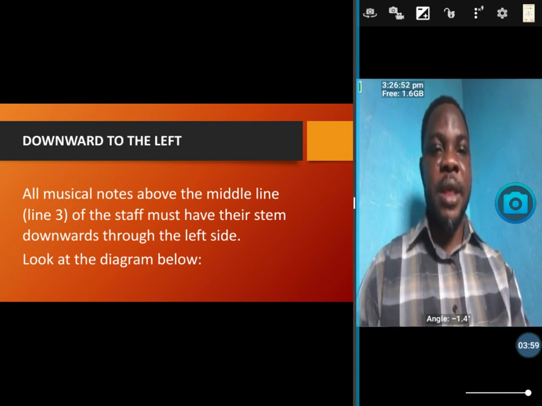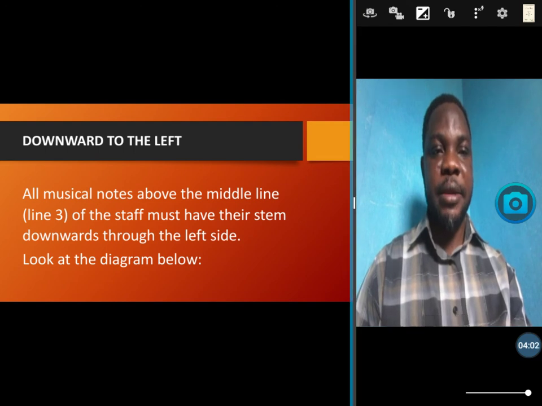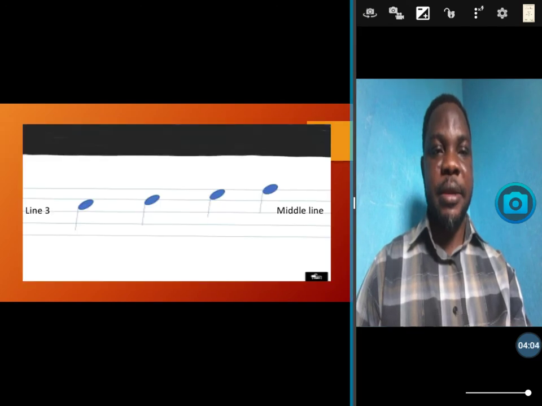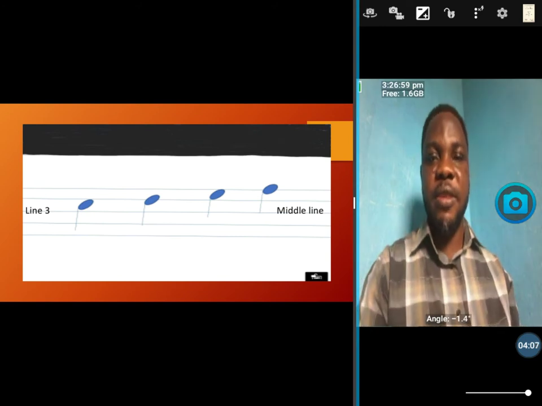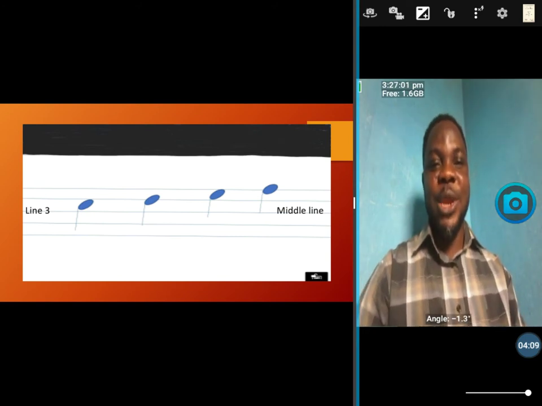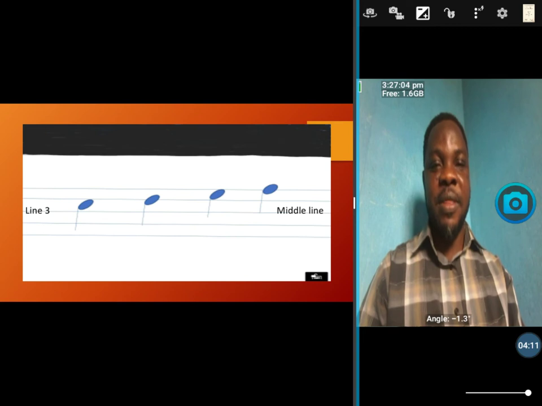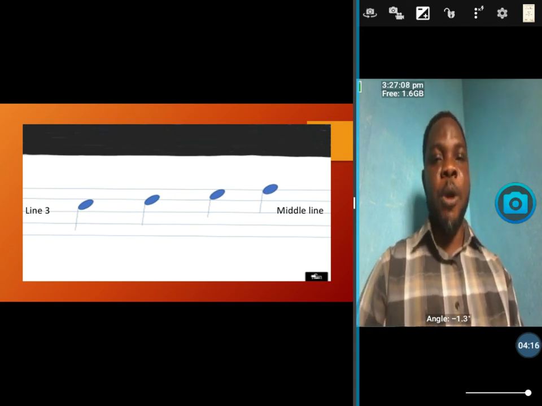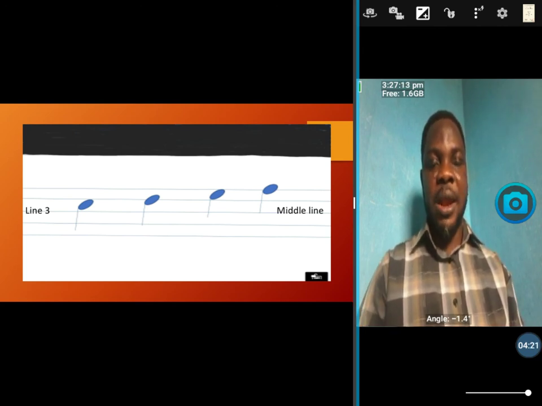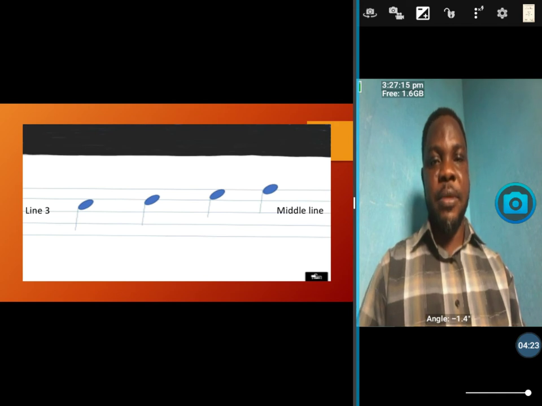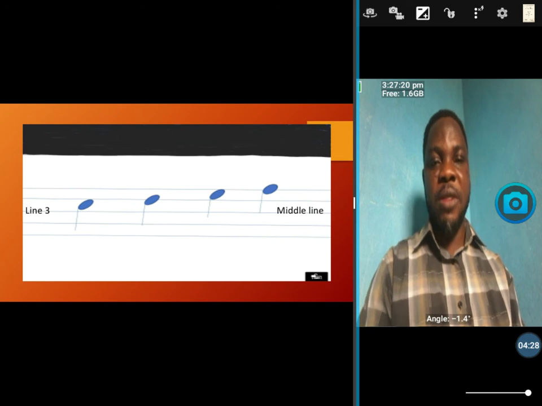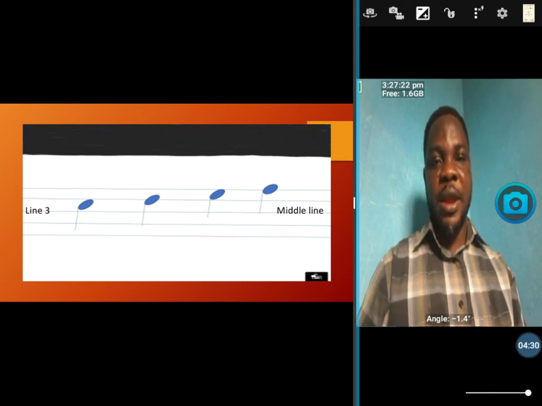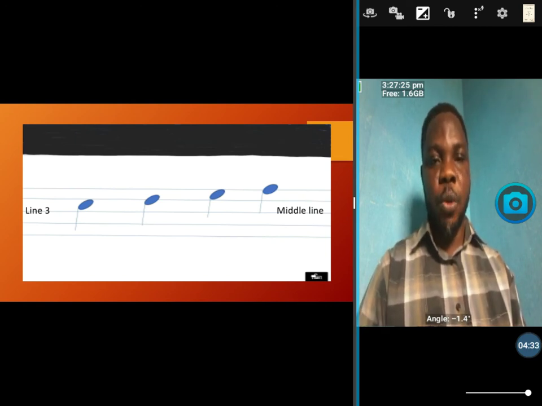Let us look at this diagram. The next slide. Can you see this? You will see that all the notes you are seeing on the staff in the diagram on the slide here are above line 3. You can see space 3, line 4, space 4, line 5. And the stem of each of the notes is pointing downward, through the left side of the musical notes.